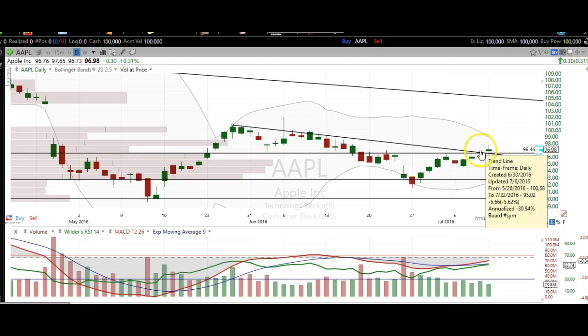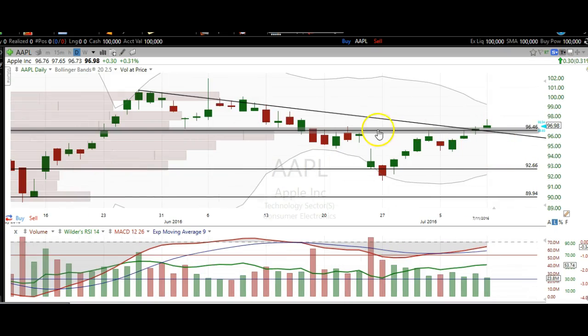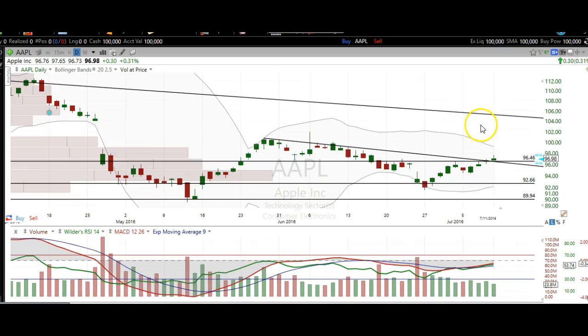But with that said, it is a positive sign that it's over that downtrend line and over this resistance at about 96.50. So now this 96.50 is going to be support. So 96.50, as well as this downtrend line that we broke over, is going to be support because it was a resistance and we broke over it.